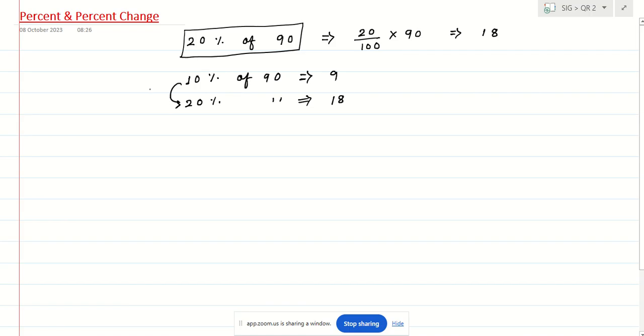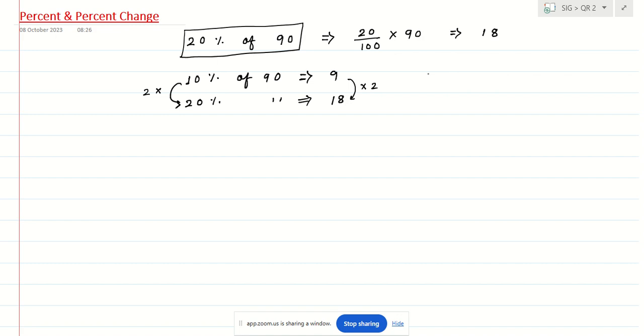10% of any number is the number divided by 10. Basically, we just cancel the 0 at the last. Then I can find the multiples of 10% very easily. Similarly, let's say I want to find the 30% of 90. 3 times 9, 27. 40% of 90, 36. 50% of 90, 45. 60% of 90, how much will we get? 54. 80% of 90, 72. 90% of 90, 81. And 100% of 90 is 90.